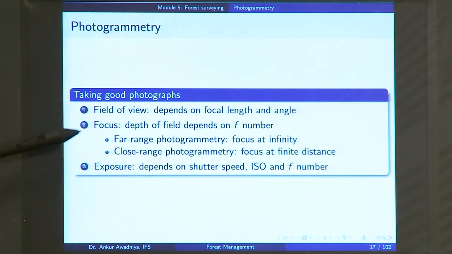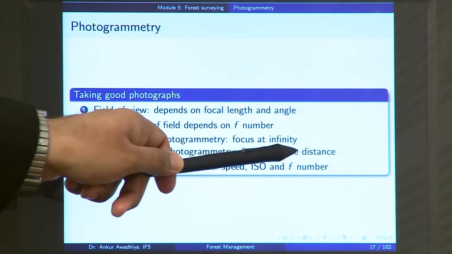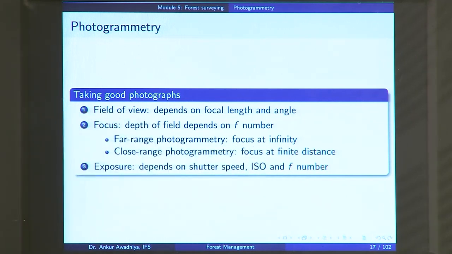And when we talk about the focus, in the case of photogrammetry we typically make use of two kinds of focus. You can make use of far range photogrammetry, where you are focusing your camera at infinity. In this case, objects that are very far from the camera will look crisp and clear, but objects that are close to the camera will probably look out of focus. Or you can make use of close range photogrammetry, in which case you are focusing at a finite distance. So, only those objects that are at that distance will look crisp and clear. Objects that are far off or nearer than that distance will probably look out of focus.